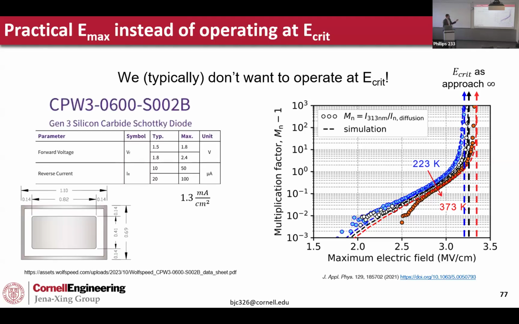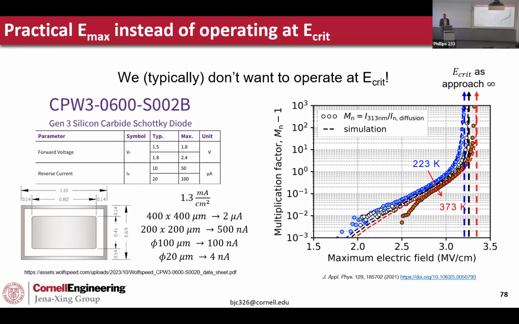For realistic comparison, I'm going to use the 600 volt Wolfspeed diode. They're rated for 50 microamps at 600 volts at room temperature, which if you look at the die size and convert that to a current density, it's about 1 milliamp per centimeter squared. Now, if you have a large area device, this is not much of an issue. But if you have a smaller device like we do in our test setups, where instead of being a centimeter by centimeter, where you get milliamps of current, you have like 400 by 400, which is still a very large area pad, or 200 by 200, or maybe a 100 micron diameter or 20 micron diameter, the actual current we're measuring is very low.